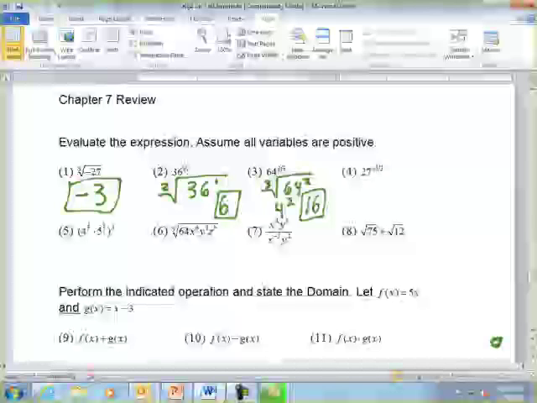Number 4 is a negative exponent. What do negative exponents do? It's a fraction that goes to the bottom. So it's going to become 1 over 27 to the 1/3. And what does a 1/3 power become? A cubed root. So we get 1 over the cubed root of 27. The cubed root of 27 is 3. So we get 1 over 3, or a third.